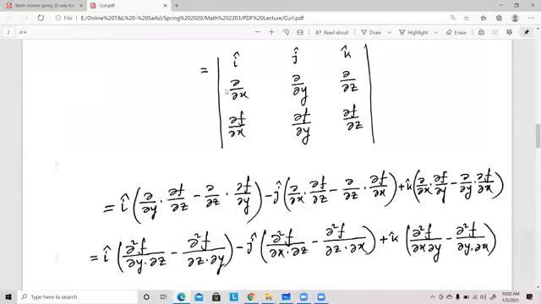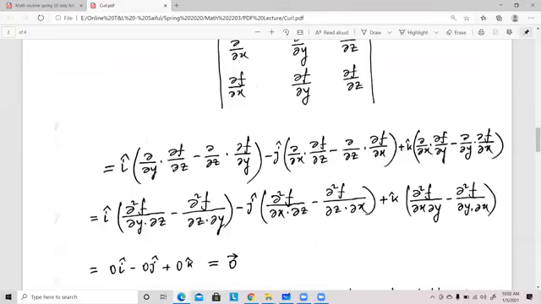ঠিক আছে, now if we do evaluation, then for I this column this row cancel and it will be del by del y into del f by del z minus del by del z into del f by del y। ঠিক আছে, then minus j, then these column this row cancel, we get del by del x into del f by del z minus del by del z into del f by del x plus k. If we take k, then this column this row cancel, we get del by del x into del f by del y minus del by del y into del f by del x.